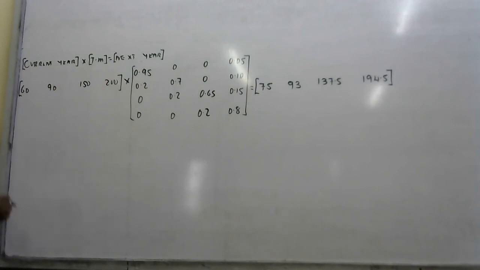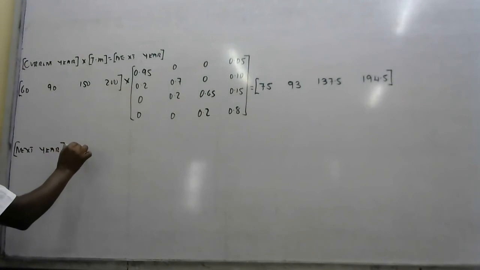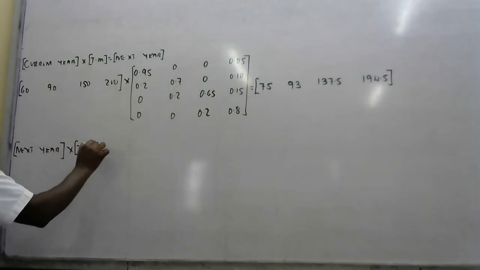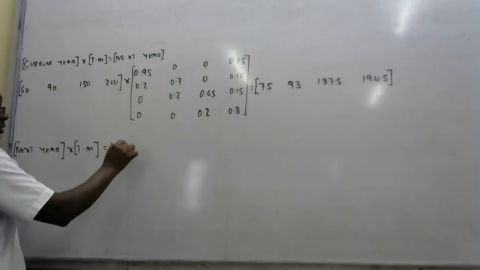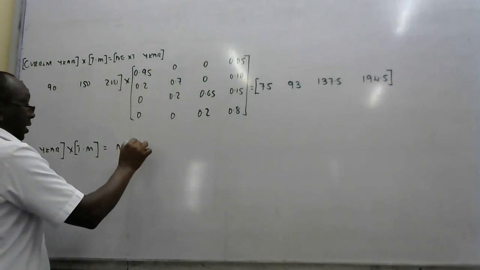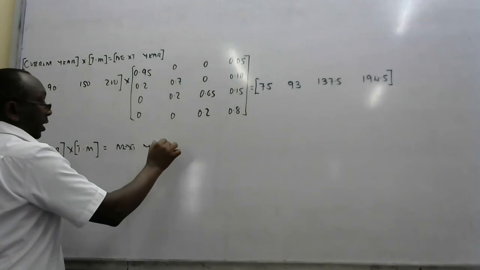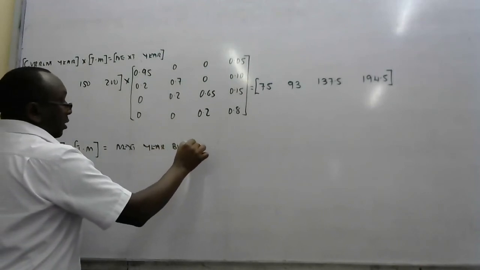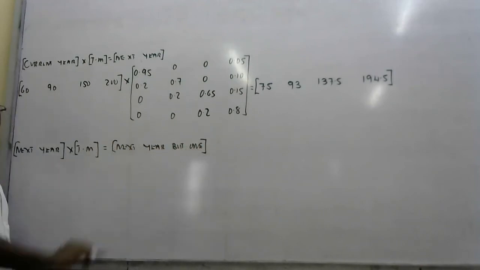So the next one here, now you are supposed to say... What do you think? Next here now, multiplied by the transition matrix should give you the next 2 years. Next year but 1. Because the question is asking us for the next 2 years.